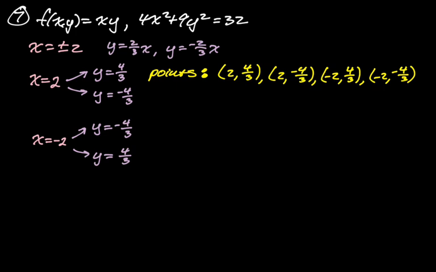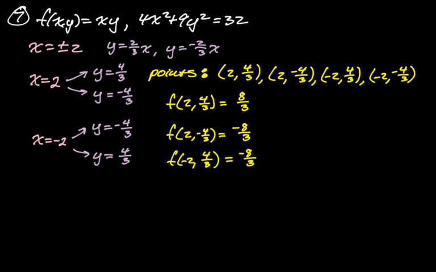We have to take all 4 of them and plug them into f. So if we plug in (2, 4/3), we get 8/3. If we plug in (2, negative 4/3), we get negative 8/3. So already we know that the maximum is 8/3 and the minimum is negative 8/3. Guaranteed. Well, not guaranteed, because what if the other ones give us like 25/3 and negative 25/3? We actually have to keep going, which I knew, but I just said the other thing because it sounded cooler.